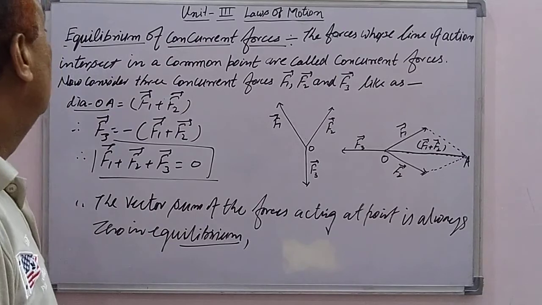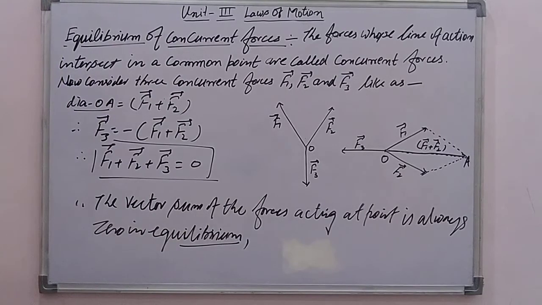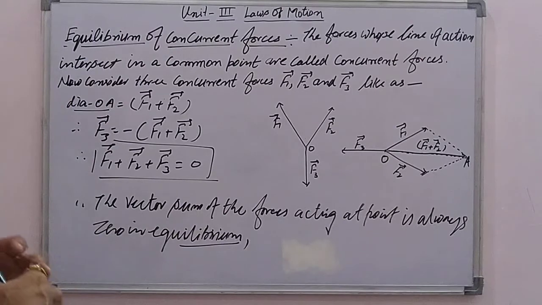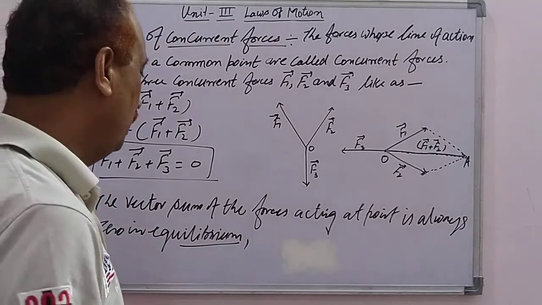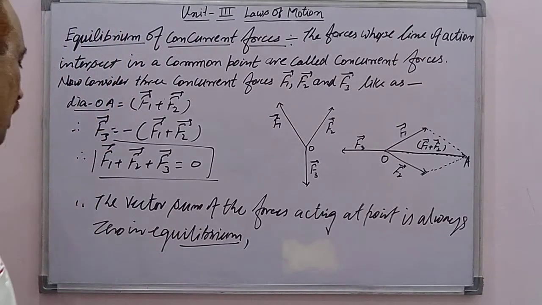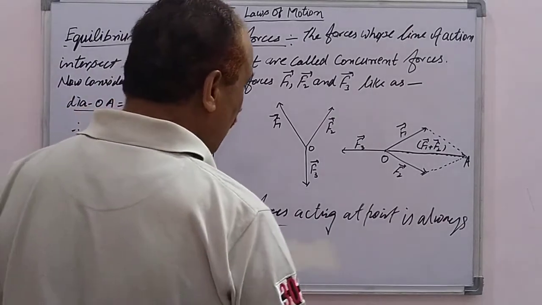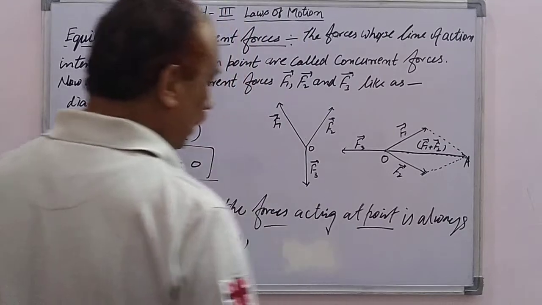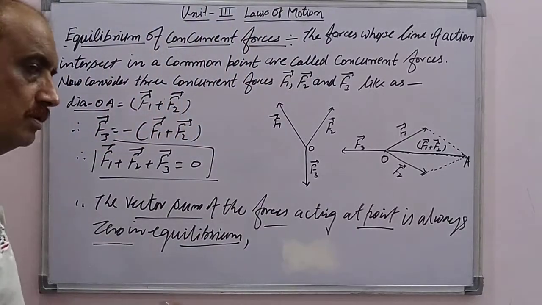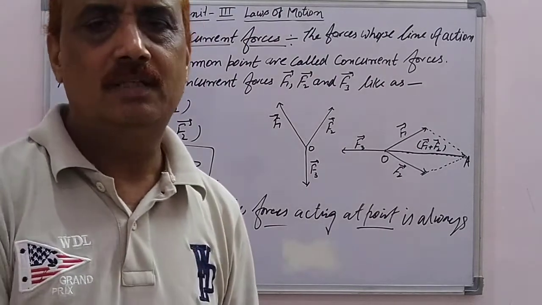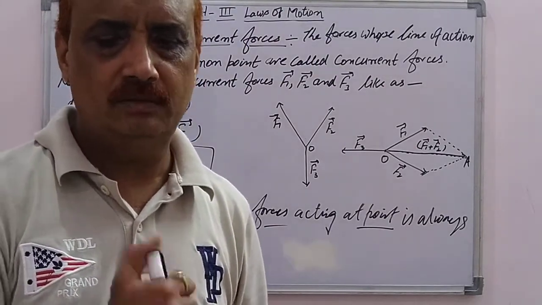This is a very small topic in which we discussed what concurrent forces are, and if the concurrent forces are in equilibrium, what the resultant force acting on the body will be. In this statement we have proved that the vector sum of forces acting at a point is always equal to 0. Okay, I hope you understood this very small topic, and thank you very much.